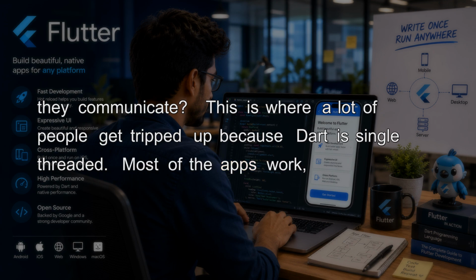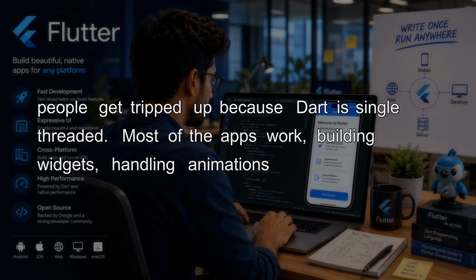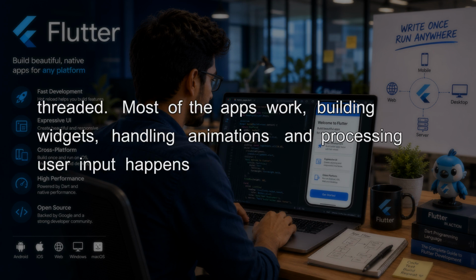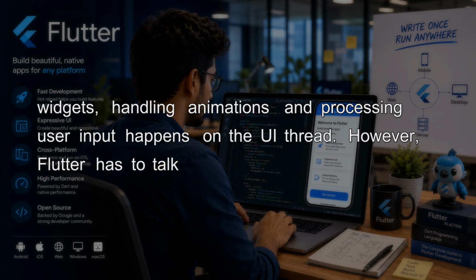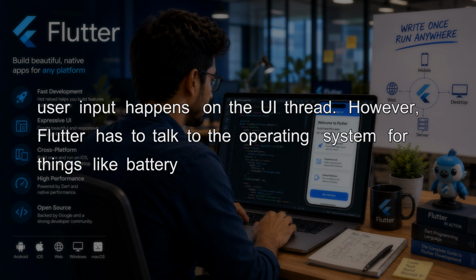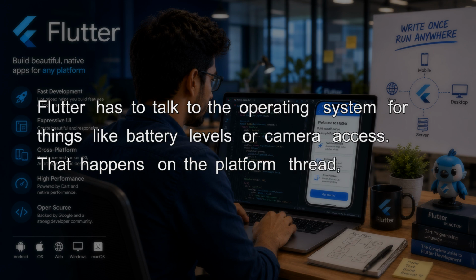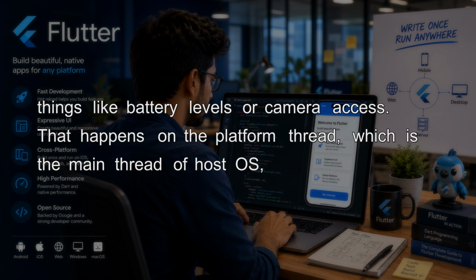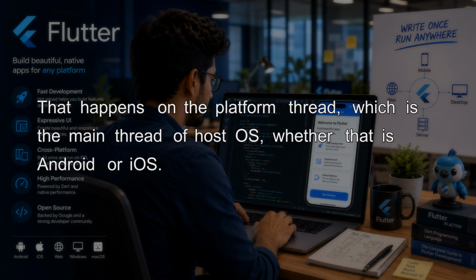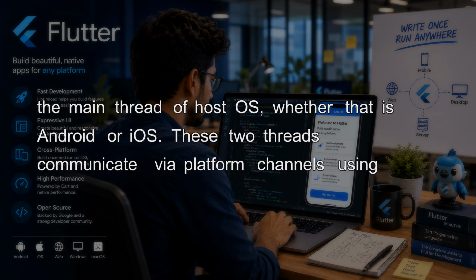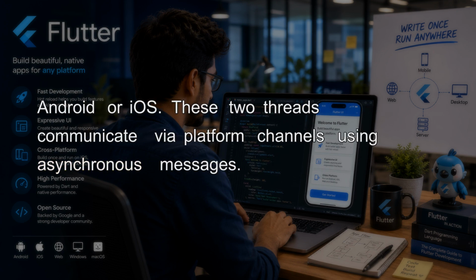Most of the app's work, building widgets, handling animations, and processing user input, happens on the UI thread. However, Flutter has to talk to the operating system for things like battery levels or camera access. That happens on the platform thread, which is the main thread of the host OS, whether that is Android or iOS. These two threads communicate via platform channels using asynchronous messages.